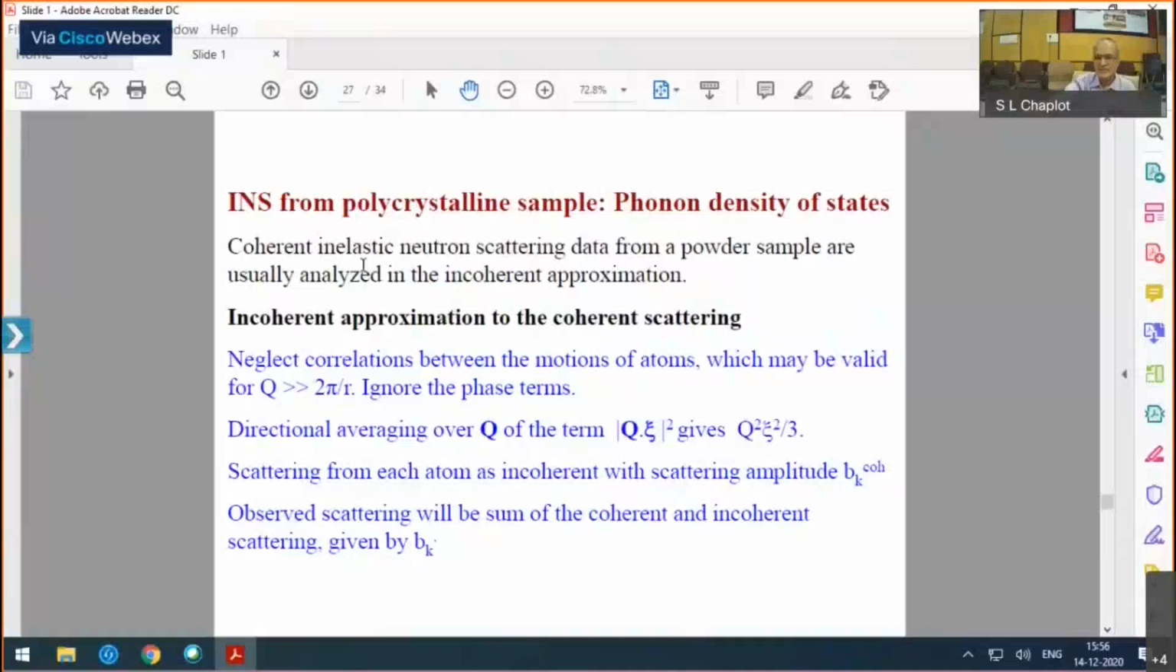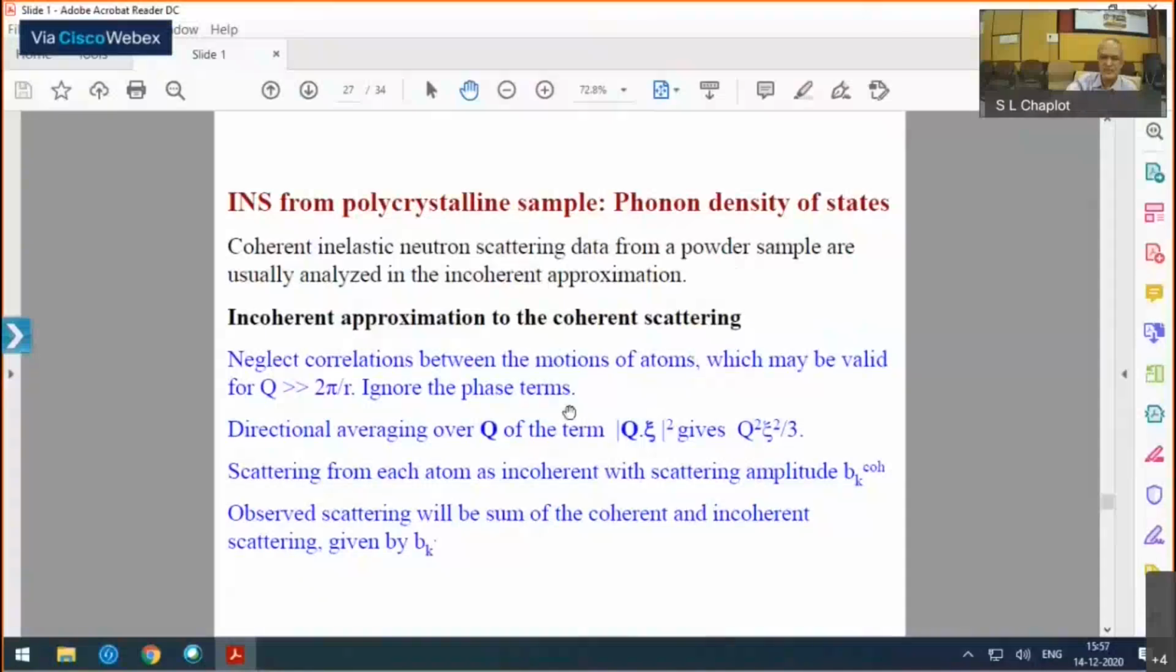And now, as we said, we can have coherent scattering as well as incoherent scattering. The coherent scattering gives you the collective dynamics. Incoherent scattering gives you the single particle or single atomic dynamics, the spectrum of vibrations of individual atoms, all summed over all the atoms. And in general, depending on the nature of the cross-section, you have both. The coherent scattering part is usually analyzed in terms of the incoherent approximation for polycrystalline samples.